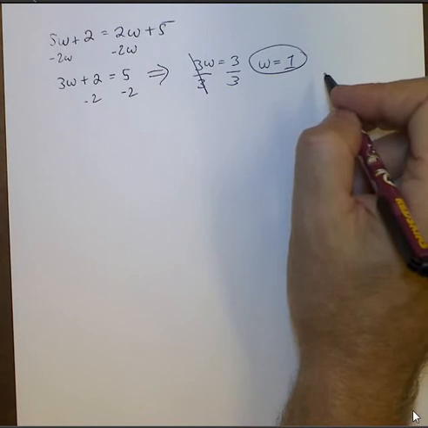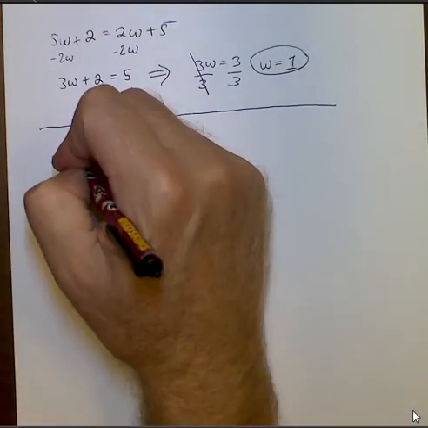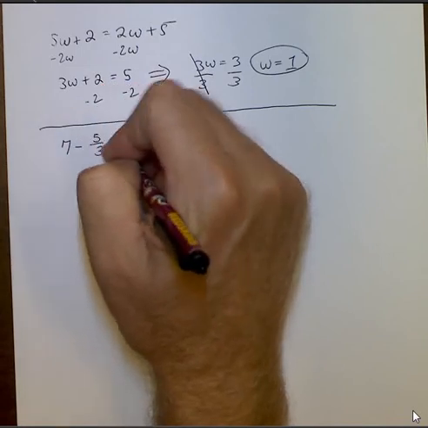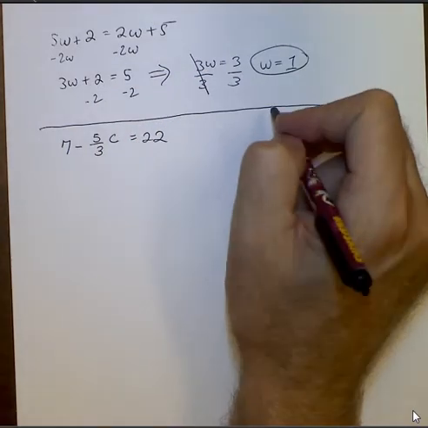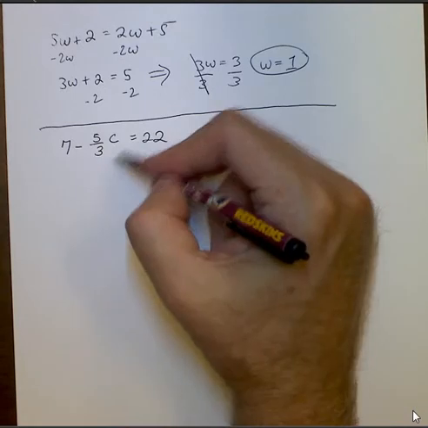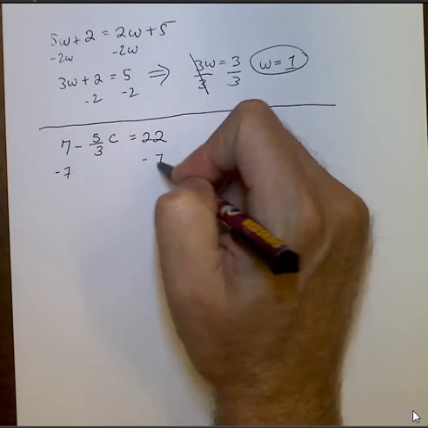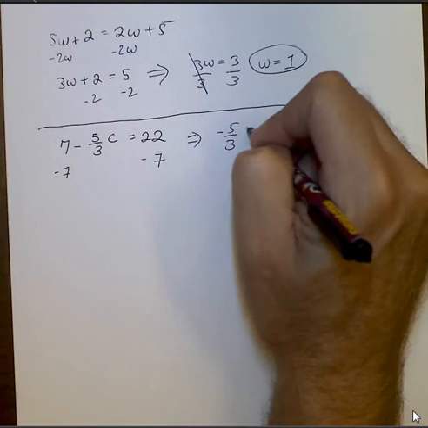Now it gets a little bit more complicated when we deal in fractions. If you were given the problem 7 minus 5 over 3 c equals 22, we have to solve for c. We've got to get our terms on the proper side, so we want to leave the c term here. We'll move the 7, so we'll subtract 7 from both sides, and we're left with negative 5 over 3 c equals 15.